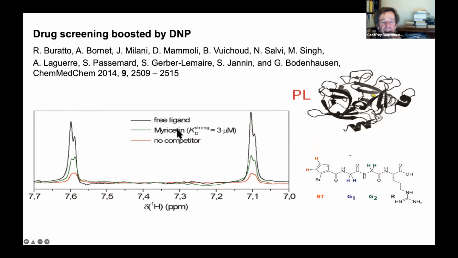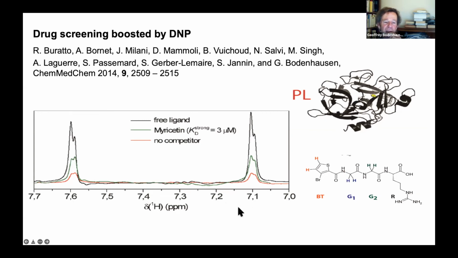But when you add another molecule called myricetin, which is a competitor with a much higher affinity than the drug for the protein, then the signal comes back again, because in fact there's a competition: myricetin will fill the binding sites in the protein and expel our drug molecule, so that most of it is again free.